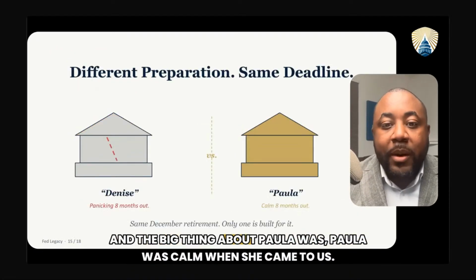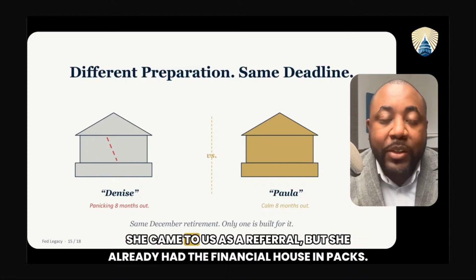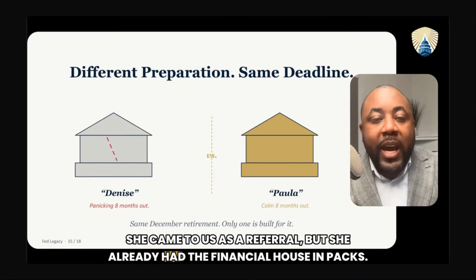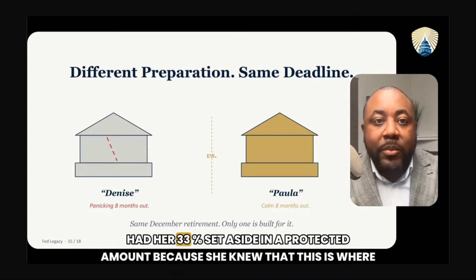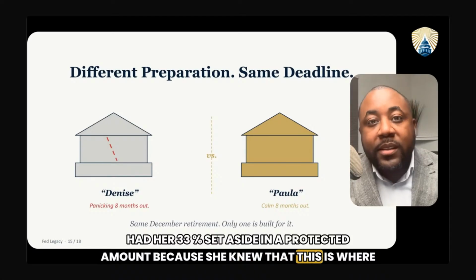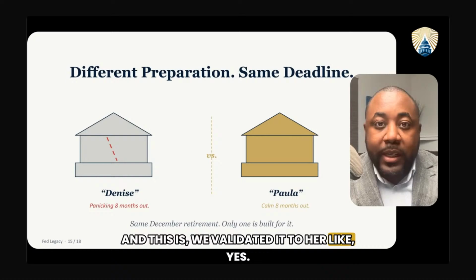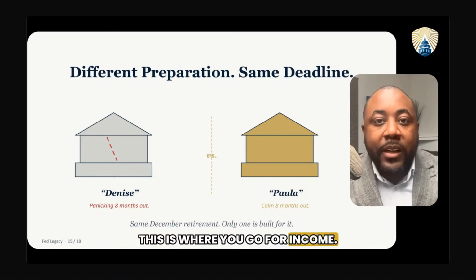And the big thing about Paula was she was calm when she came to us. She came to us as a referral, but she already had the financial house intact. She had her 33% set aside in a protected amount because she knew that this is where she's going to go if she needs an emergency for income. And we validated it to her. Like, yes, this is where you go for income.